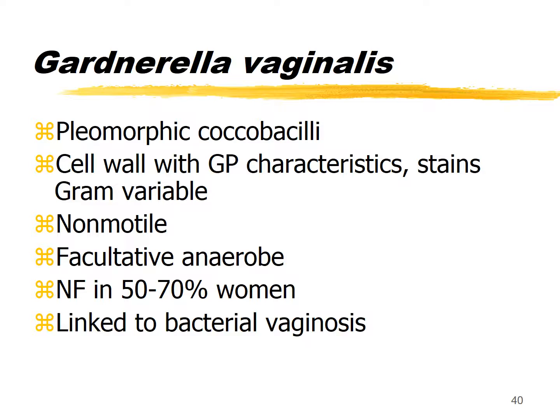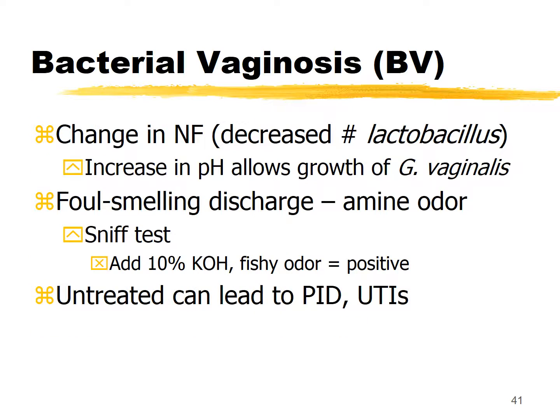Gardnerella vaginalis, you want to associate with vaginal infections. They're pleomorphic coccobacilli. The cell wall has gram-positive characteristics, but sometimes they'll stain gram-variable. They're non-motile, they're facultative anaerobes. They're normal flora in about 50 to 70% of women, and they're linked to bacterial vaginosis. So any questions concerning bacterial vaginosis, you want to suspect maybe Gardnerella.